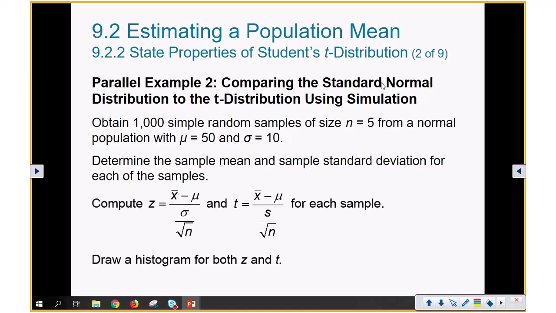So anyway, it says, comparing the standard normal, obtain 1,000 simple random samples with a size n equal to 5 from a normal population with mu equal to 50 and sigma equal to 10. Okay? And it says compute z and compute t. So this is a plug and chug exercise. What they're trying to do is show you that the two formulas are really the same, except one is for z and one is for t. It's kind of like the standard deviation for the population and the standard deviation for the sample is the same formula. Nothing different. So you plug and chug.